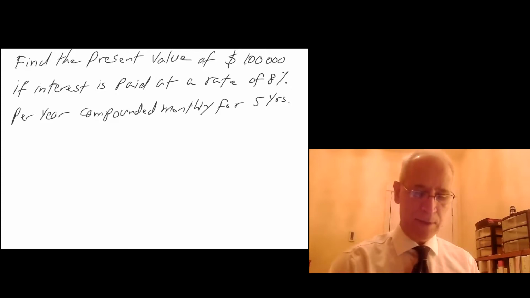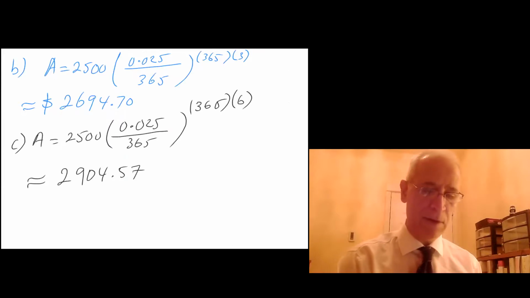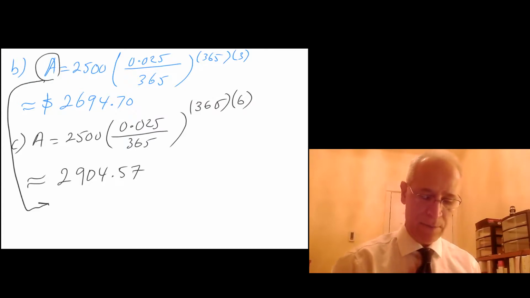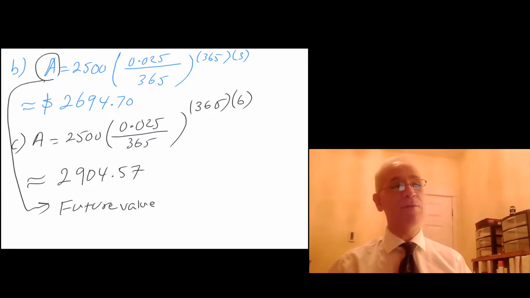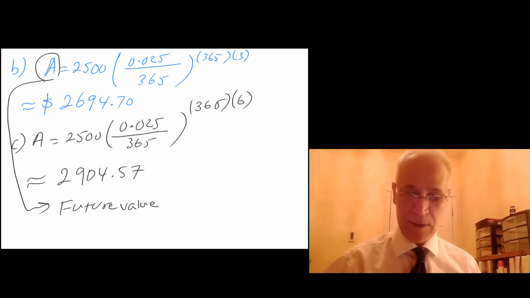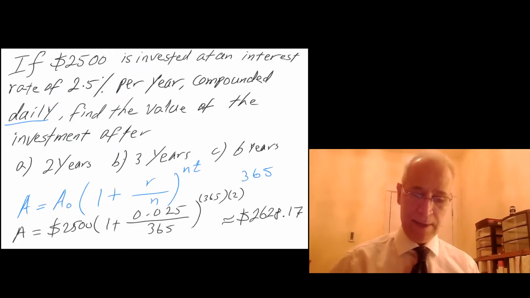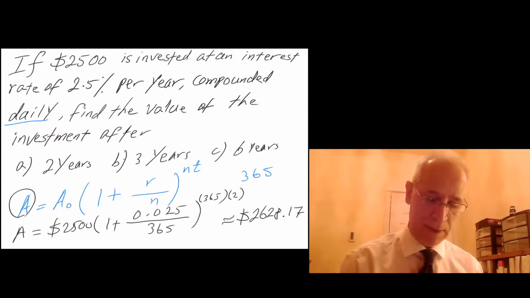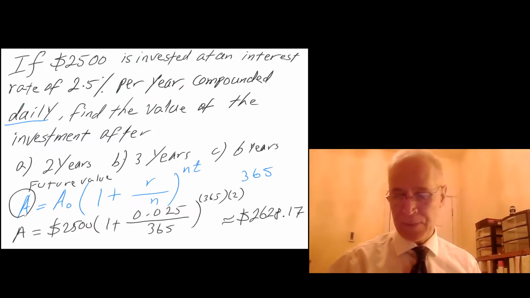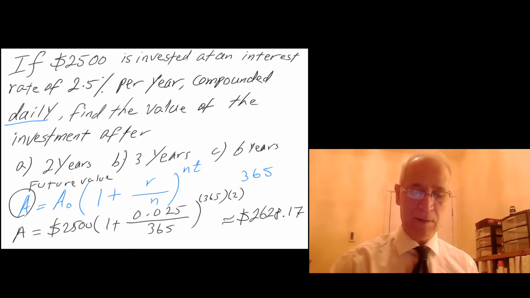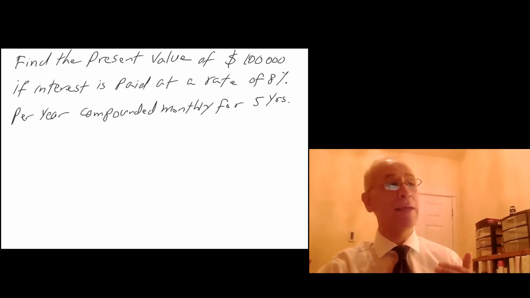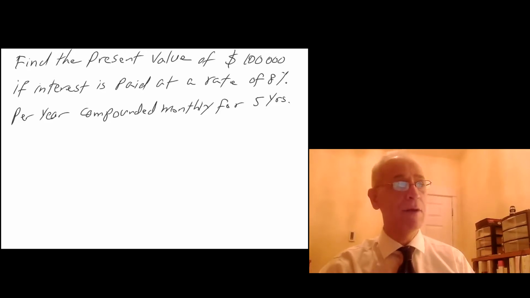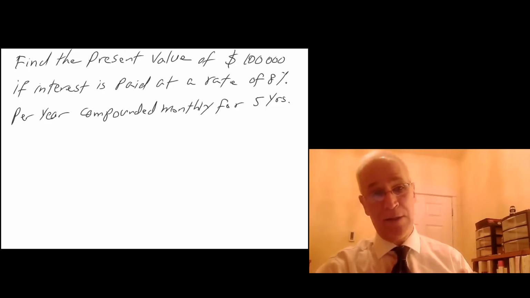So let's look at the previous problem. You see, in the previous problem, we were looking for the amount, or you could call this amount also future value. So the future value of the money is what we found. Also the same thing on the page before for part A, this amount right here is known as future value. However, in the problem that we are doing now, that $100,000 is our future value, and we are finding the present value.